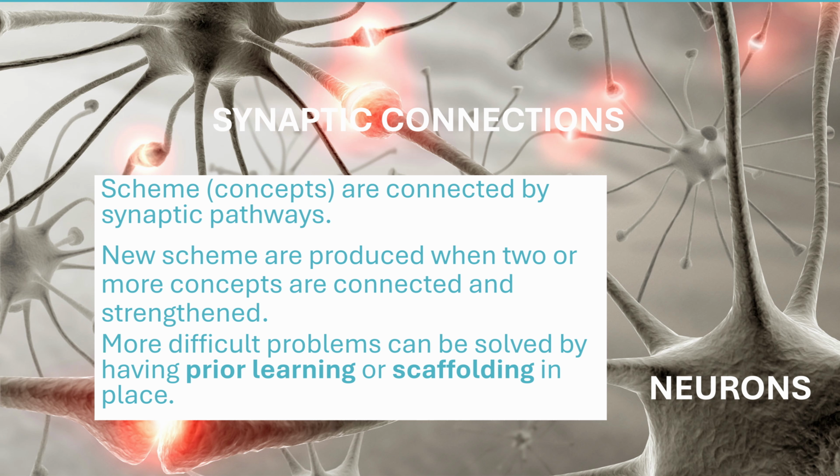Difficult problems become easier when we already know something about the components that make up the problems. That's called scaffolding, and scaffolding is a form of chunking. That is, if I want to learn something complex, I might have to learn something underneath it first to make the more complex thing easier.